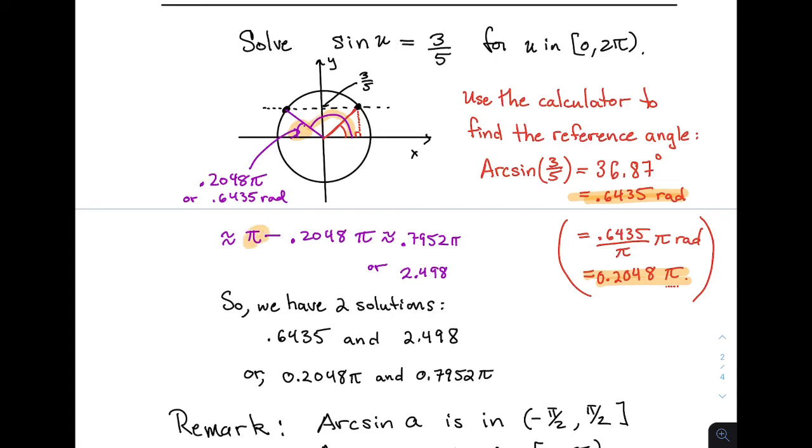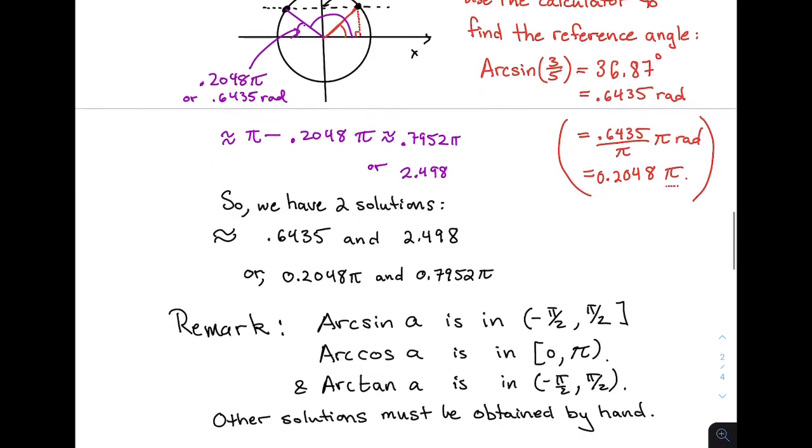Well, we can go all the way to pi and then subtract the 0.2048 pi, and that gives us 0.7952 pi. Or if you want, we can go pi and subtract the 0.6435 radians, and that'll give us 2.498. And there's an approximate answer to what our angle should be. So again, there are two solutions, and they are approximately 0.6435 and 2.498, or equivalently, or maybe not quite equivalent, but almost, 0.2048 pi and 0.7952 pi.